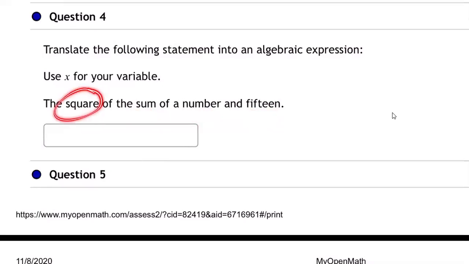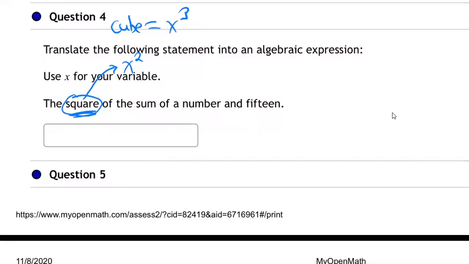What does square mean? You guys remember that? To the power of? Yeah, to what power? The second power. Yeah, to the power of 2. Good job. The square means like x squared. And cube is x to the third. If they ever say the cube, that means third power. The square, that means second power, right?